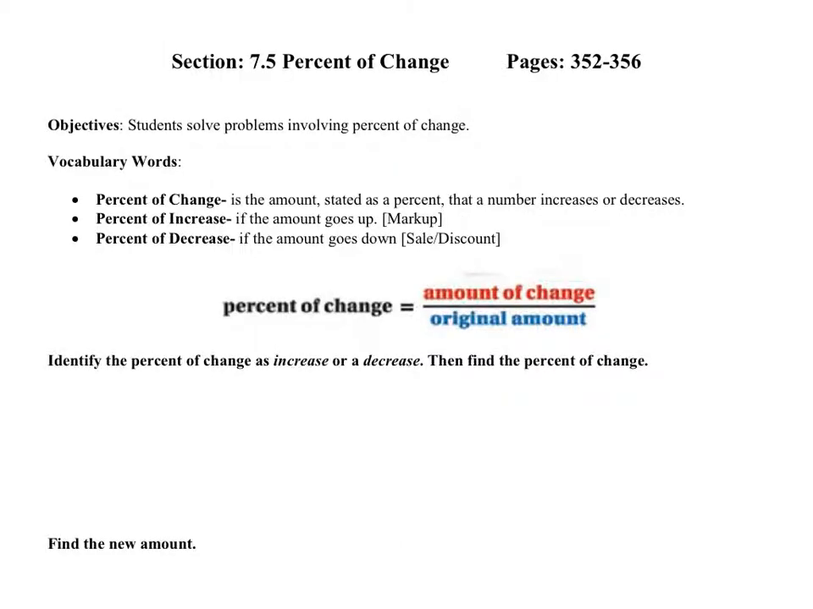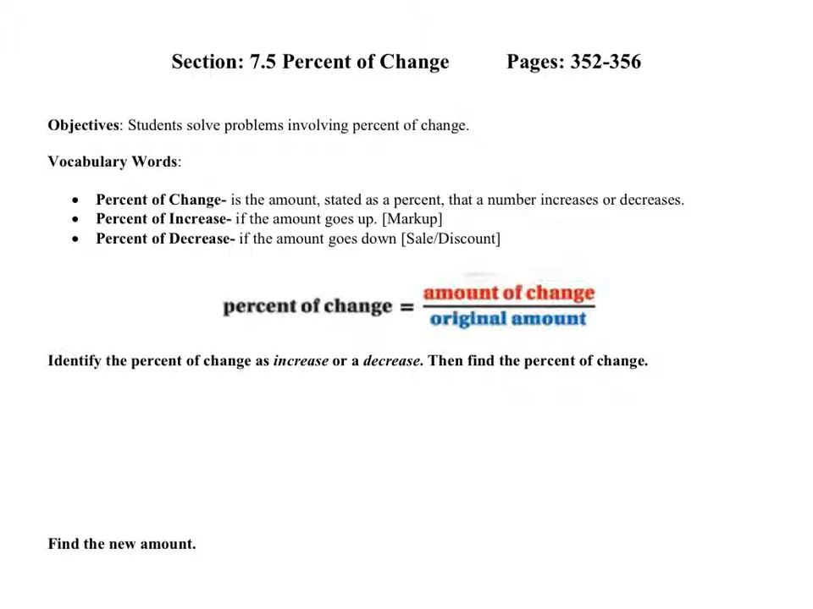Today we're going to learn about another percent application called percent of change, which you actually see all around you all the time. So anytime you see a sale price 10% off, it's actually a percent of change. It's a 10% decrease from the original amount. So if we start here with our vocabulary words, percent of change is the amount, stated as a percent, that a number increases or decreases.